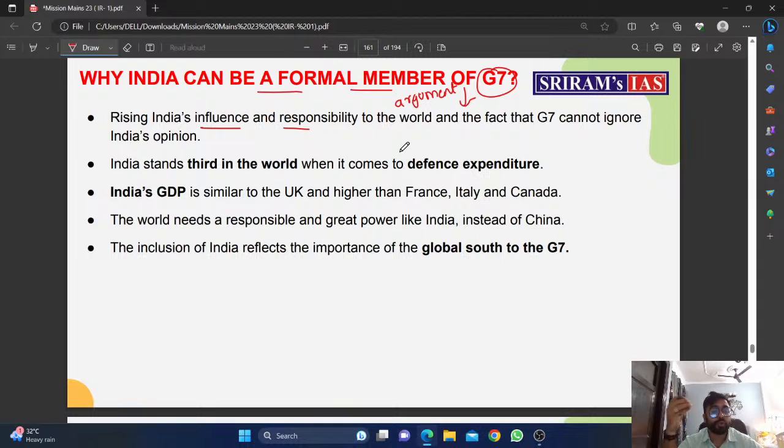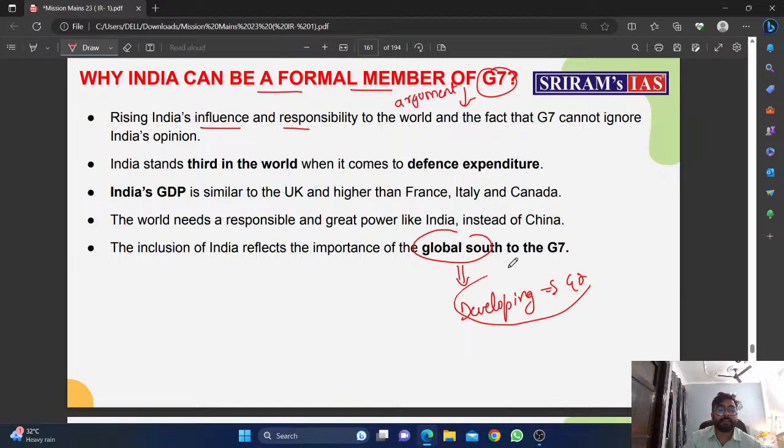Then inclusion of India reflects the importance of the global south to the G7. It reflects how developing countries can contribute to the G7 nations.